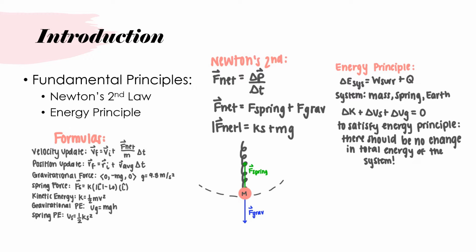In this experiment, the change in total energy is equal to the sum of kinetic energy, spring potential energy, and gravitational potential energy. I include some formulas that will be utilized in both the observed and computational models. Let's start with the observed model.